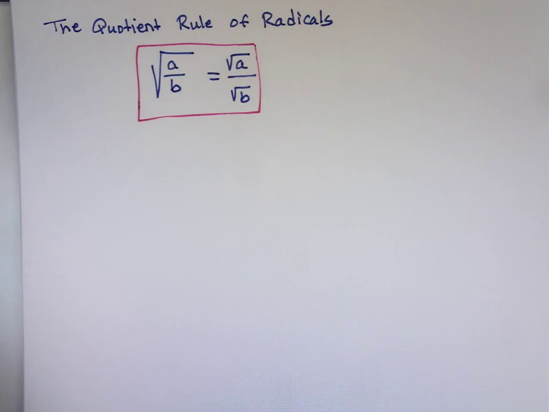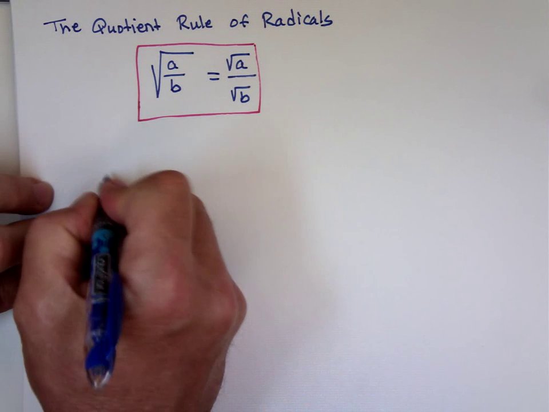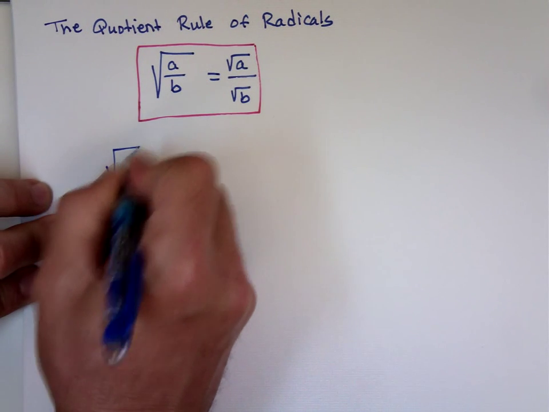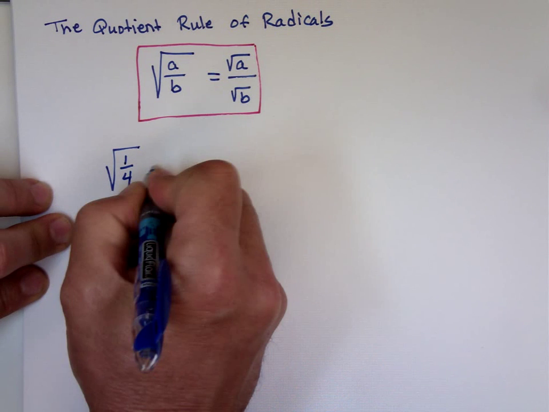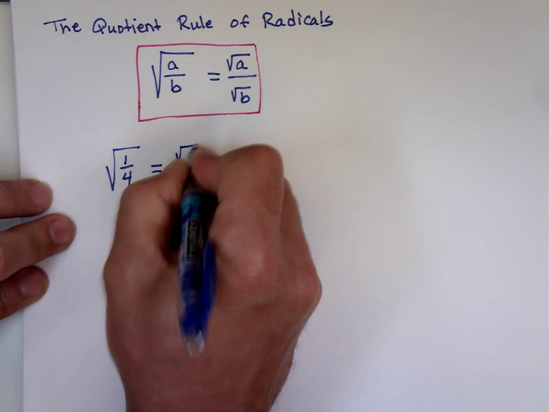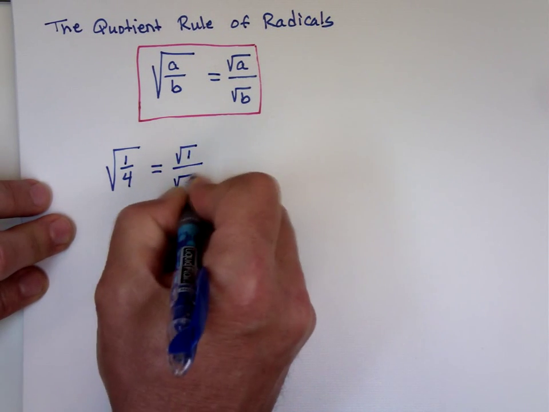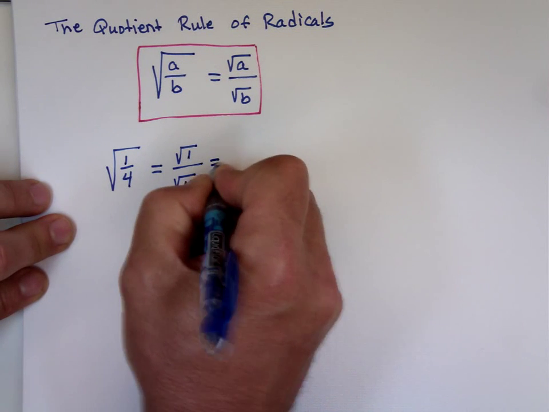So if somebody comes to us and says, what is the square root of 1/4? I go, well, I can break it down to the square root of 1 over the square root of 4. The square root of 1 is 1, the square root of 4 is 2, and that's a half.